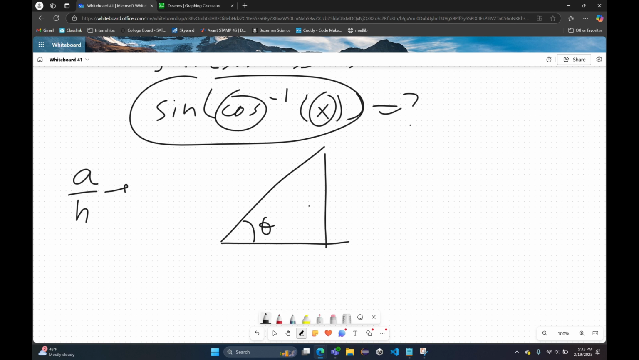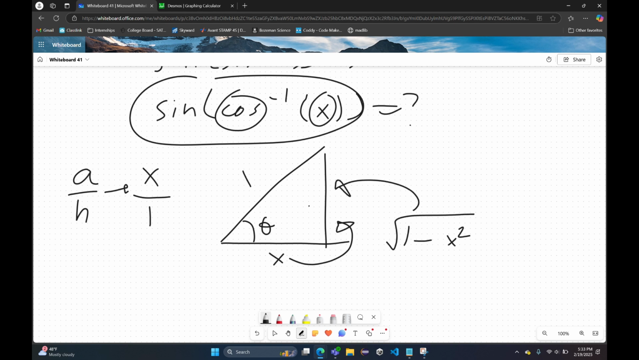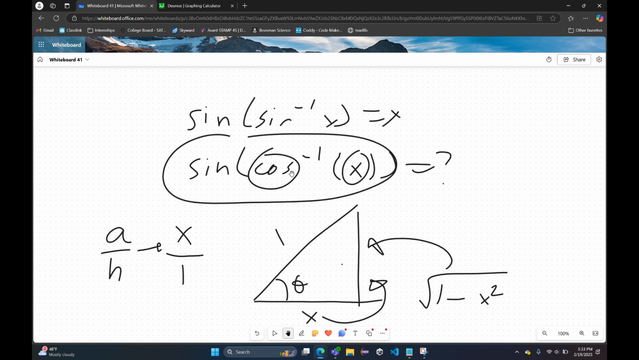So to simplify this, let's just make our hypotenuse 1. What does that make the adjacent? It's going to be x. So our adjacent is here, and the hypotenuse is here. Now let's figure out what this other side would be. We can use the Pythagorean theorem here. It would be the square root of 1 minus x squared. So that's what this side is going to be. Now we can figure out what the cosine of theta would be, because we know that this entire thing would return theta.